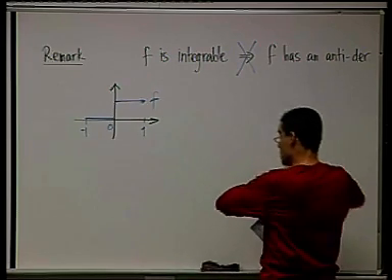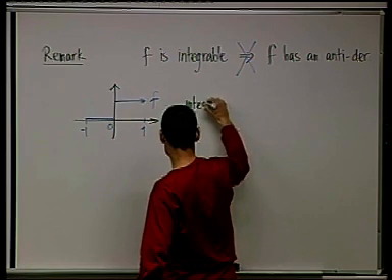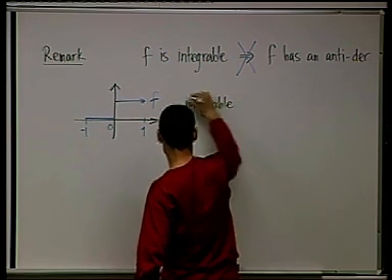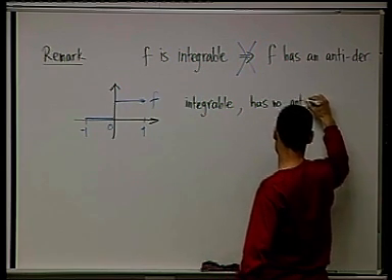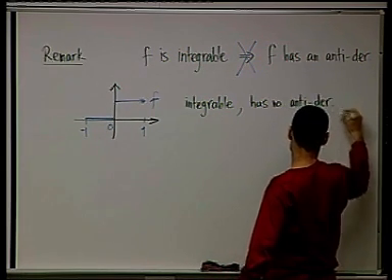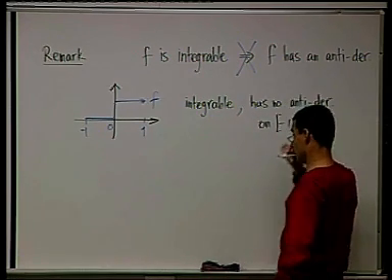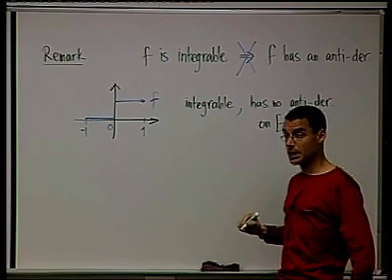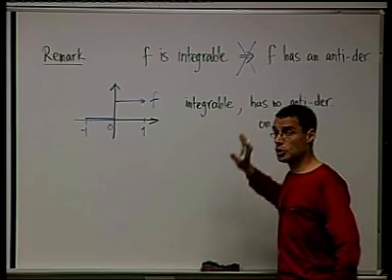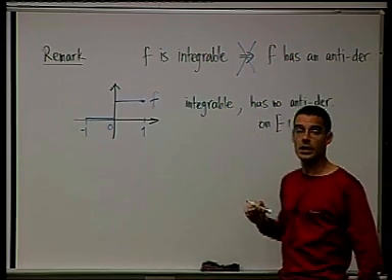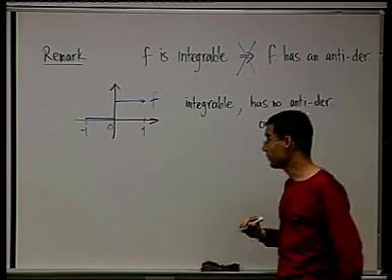Okay, so this function, this f, is integrable, but has no antiderivative on [-1, 1]. 0 poses a problem. Clear? So you have to be careful. Just being integrable doesn't guarantee having an antiderivative. Being continuous does. That's the corollary.